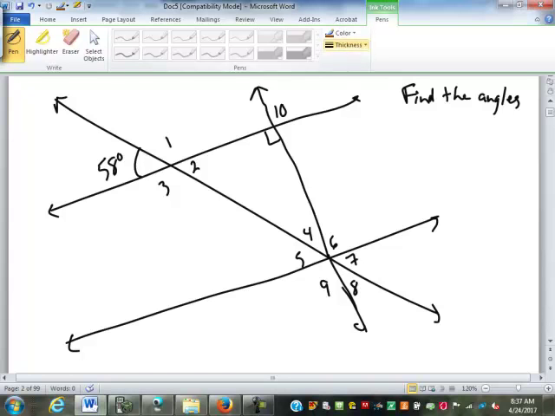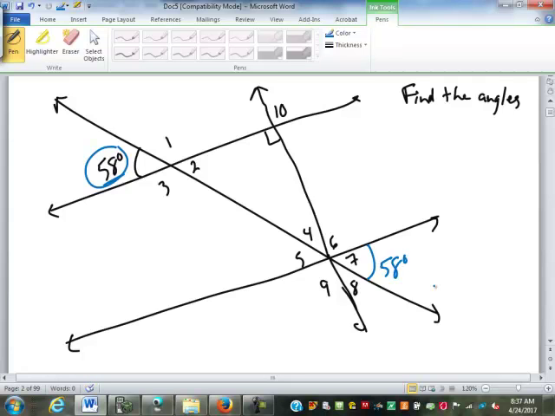Okay, so here we're asked to find the missing angles. Let's start up over here. What angles have to equal 58 degrees? There are two other angles, actually three other angles here that have to equal 58. Can anybody name one of them? 7 is one of them. That has to be 58 degrees.